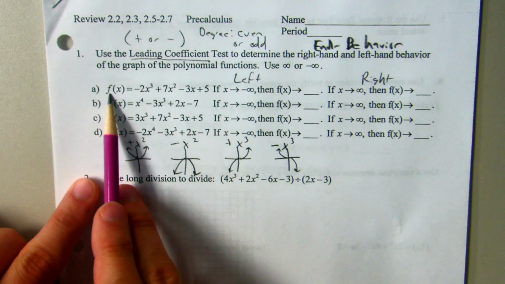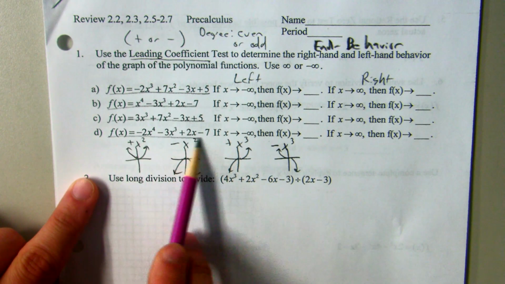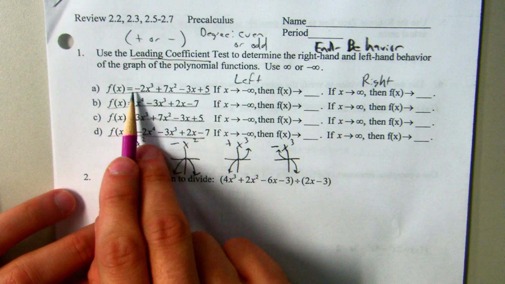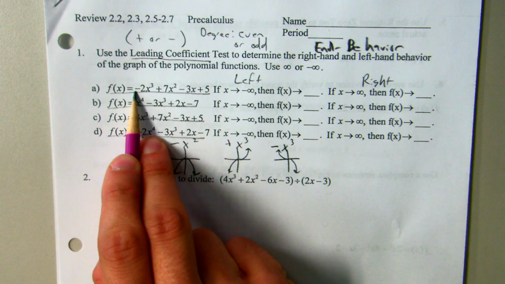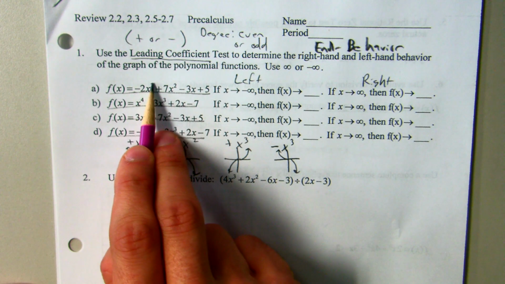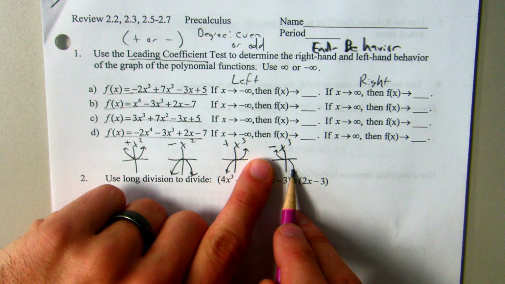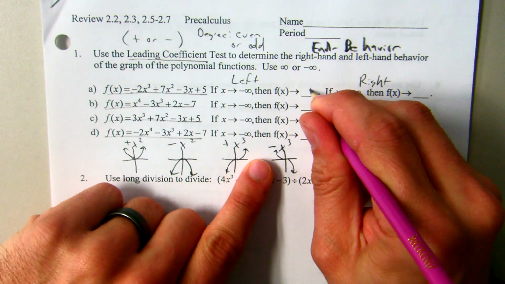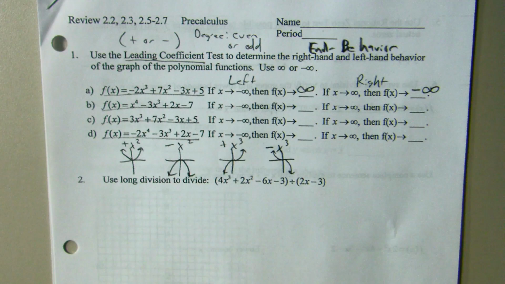Now, these graphs are way more complex. If all we care about is the end behavior, then that's all we have to compare it to. So, number 1a has a negative leading coefficient. I don't care that it's negative 2, I just care that it's negative. And an odd degree. So it's going to have the same end behavior as this other one that has a negative leading coefficient and an odd degree. It will be going up to the left, down to the right.